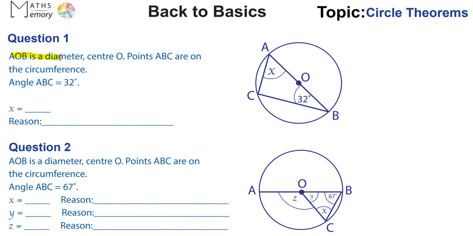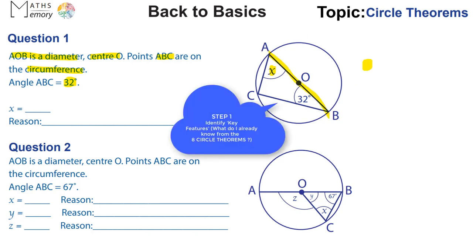AOB is a diameter, center O. Points A, B and C are on the circumference. Angle ABC equals 32 degrees. Let's find out X and let's give a reason why. Now, here a key feature is going to be the diameter. The diameter over here is AOB. So we're going to put a little key over here and we're going to call this key feature because that is straight away coming to us as a circle property. Nothing really else pops up.